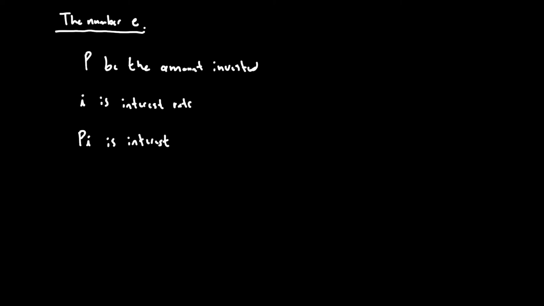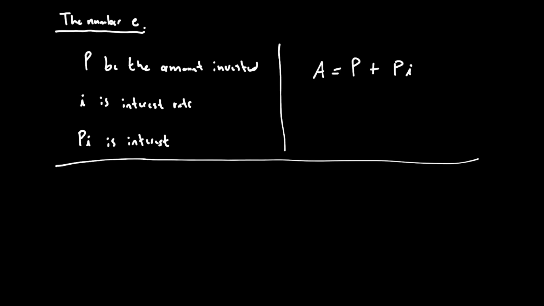Therefore, the total amount of money obtained after this time period is given by, let's say, A, which is equal to our principal plus our interest. In general, we could keep reinvesting this amount over and over again. So for example, if we reinvested once, then the new principal is given by P plus PI. And then after another time period, the new amount would be equal to P times 1 plus I raised to the second.